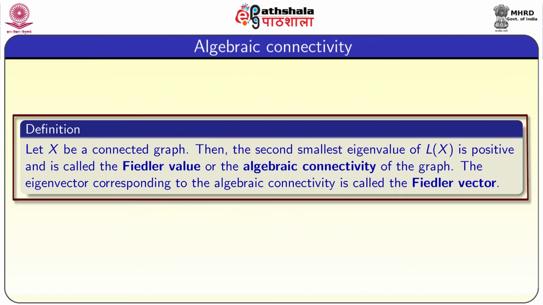Now we are going to define the algebraic connectivity of a graph. Let X be a connected graph. Then the second smallest eigenvalue of L of X is positive and is called the Fiedler value or algebraic connectivity of the graph. The eigenvector corresponding to the algebraic connectivity is called the Fiedler vector.